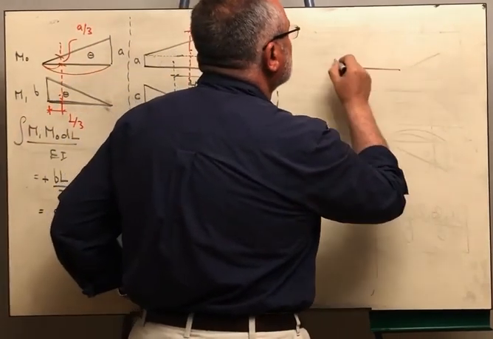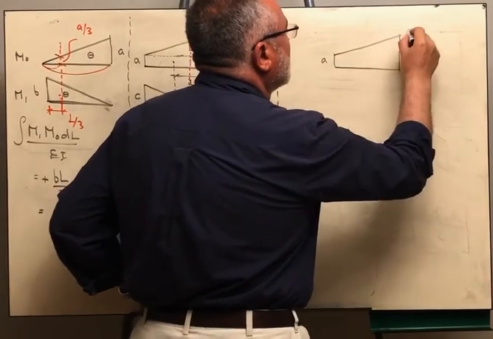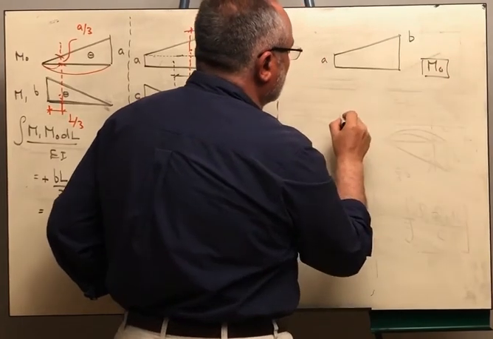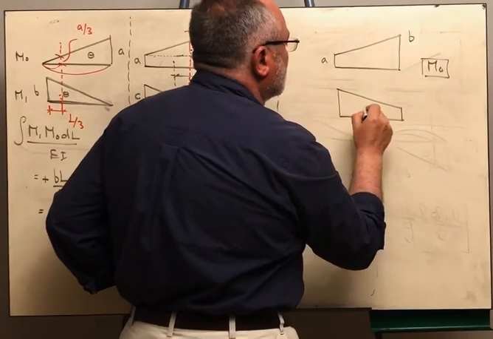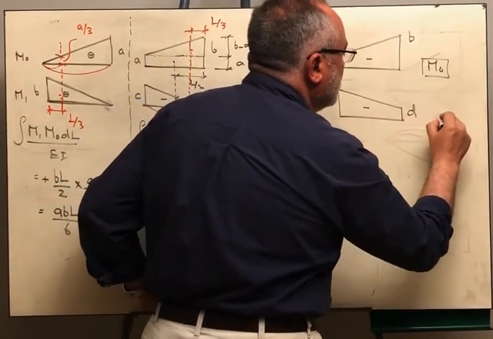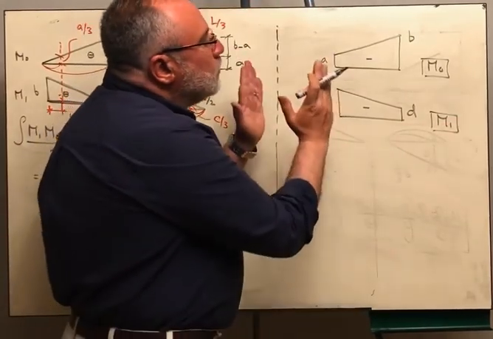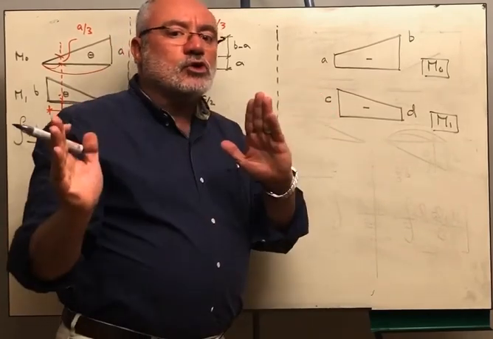Imagine that we are having, this is A and this is B, this is M naught diagram, and here this is negative and this is negative as well, C and D, and this is M1 diagram. So if I'm talking about a portion in the beam, we have to integrate all of the portions together.